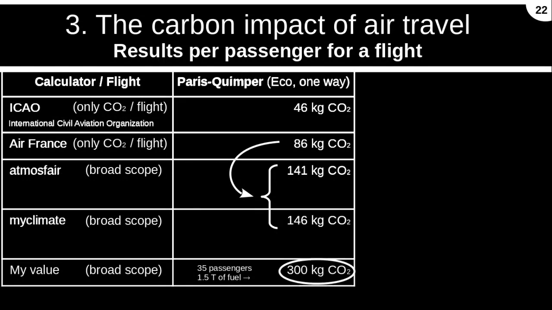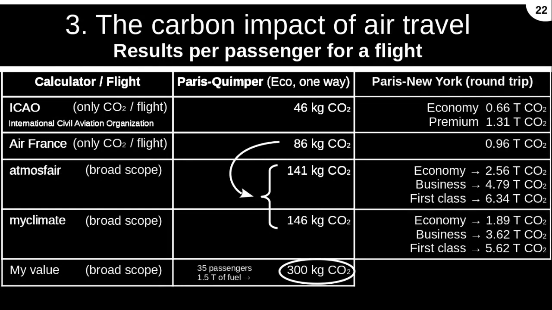Why so much? Well, for a given pair of cities, the variability among the flights is high. My value is not representative of the average value of this pair of cities. It so happens that my last flight in 2011 was not crowded at all. For a round trip from Paris to New York, results are here expressed as tons, not kilograms. They are also highly variable, especially when you consider the class.